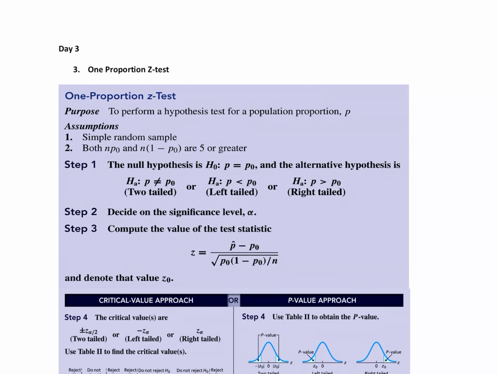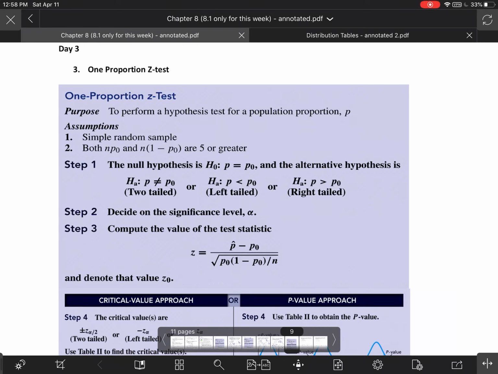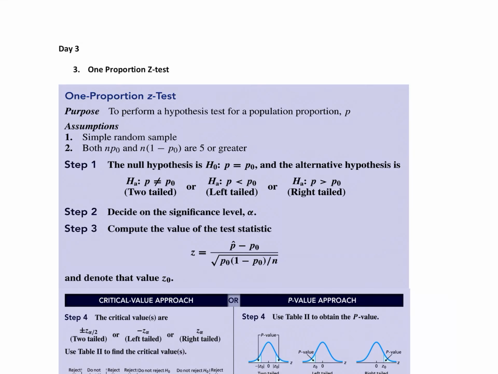And that's the end of section 8.2 and 8.3. Next time, we'll talk about the last topic that will be on your next exam, which is proportion z-testing. So there's only one more section.